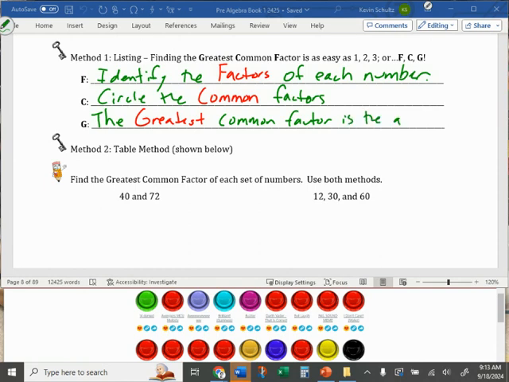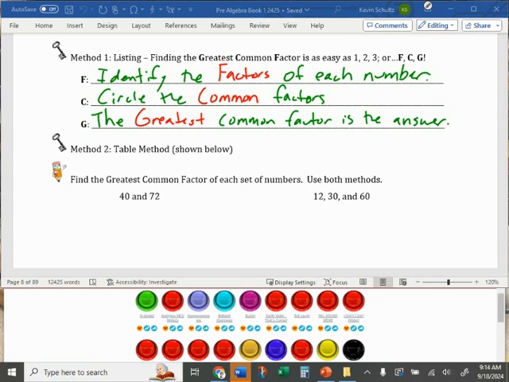is the answer. Okay? So step 1, identify the factors. Step 2, circle the common ones. Step 3, look for the greatest of those circled factors. The greatest common factor is what you are looking for. That is your solution. Okay? Ring a bell? Yeah.